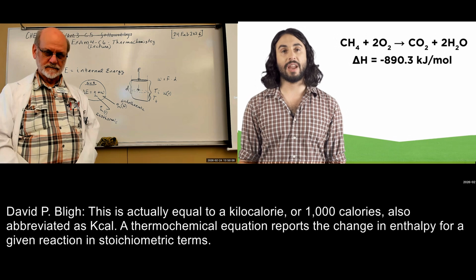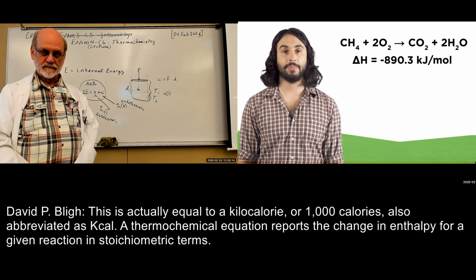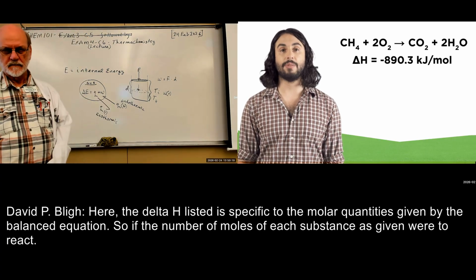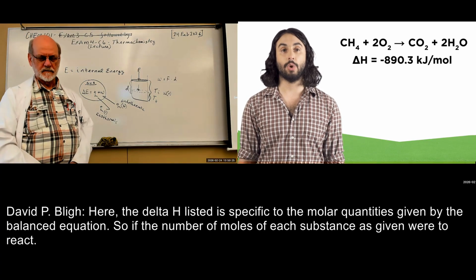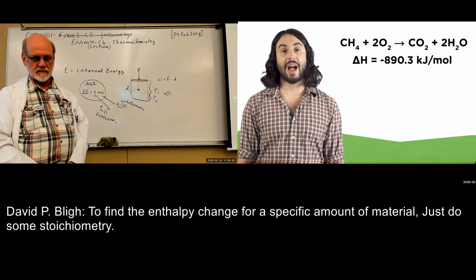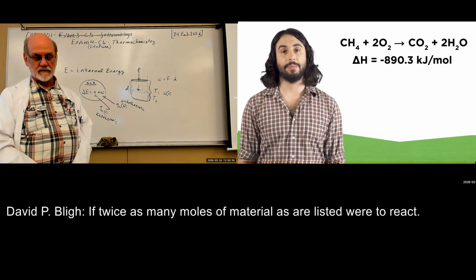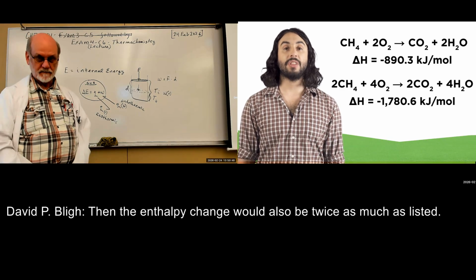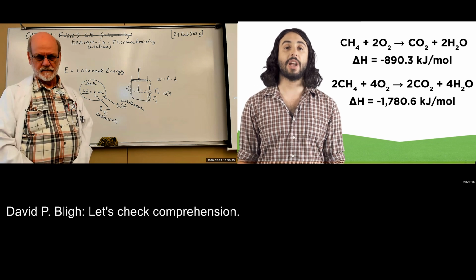A thermochemical equation reports the change in enthalpy for a given reaction in stoichiometric terms. Here, the delta H listed is specific to the molar quantities given by the balanced equation. So if the number of moles of each substance as given were to react, the change in enthalpy would be as listed. To find the enthalpy change for a specific amount of material, just do some stoichiometry. If twice as many moles of material as are listed were to react, then the enthalpy change would also be twice as much as listed. Let's check comprehension.